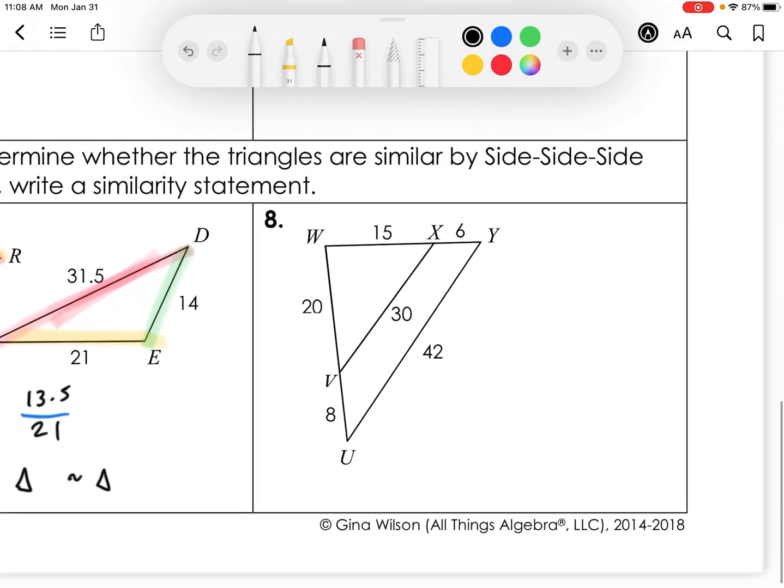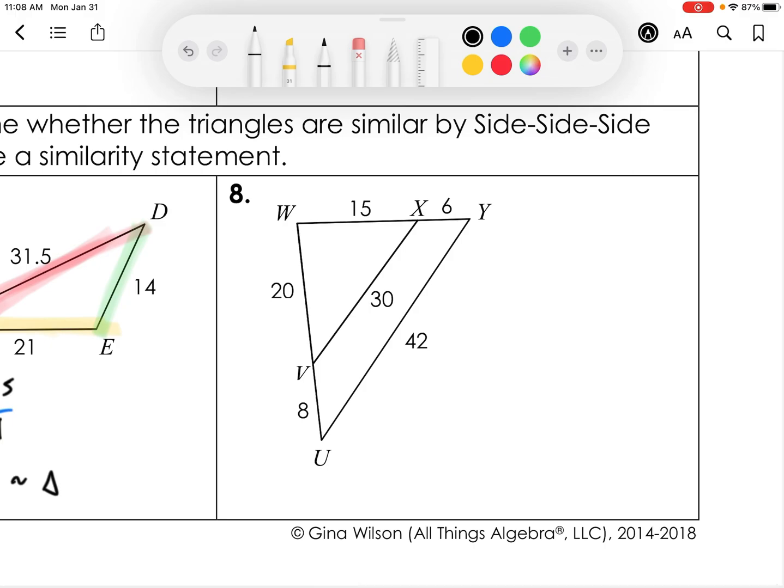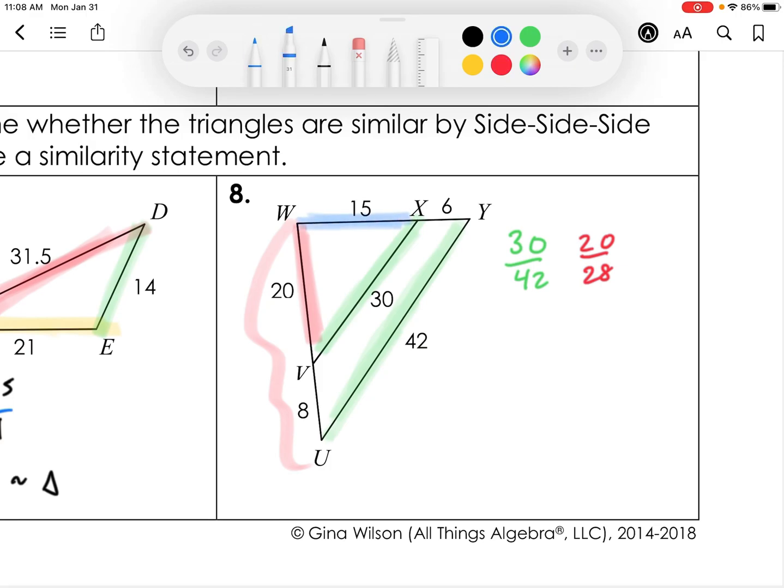Doing the next one, number 8. Seeing if the sides are in proportion. So we got 30 matching up with 42. Then we have, let's say, 20 matching up with not 8, but the whole thing. So you would write 20 matches up with 28. And on the other side, we have the small triangle 15, matching up with the whole thing, which is 21.